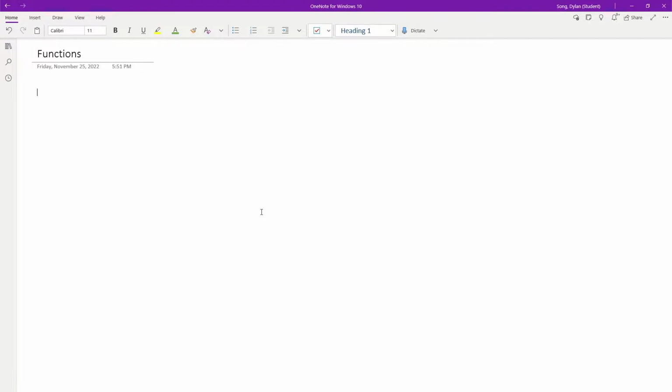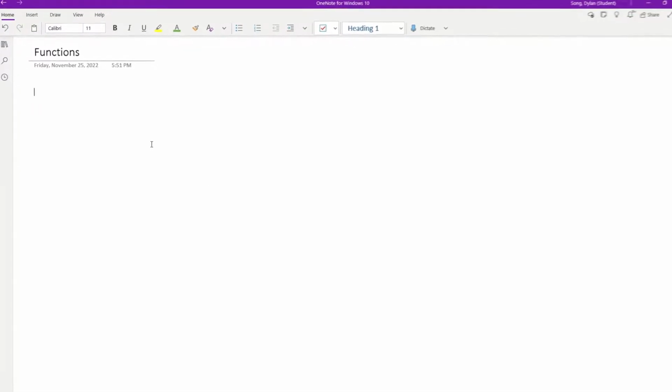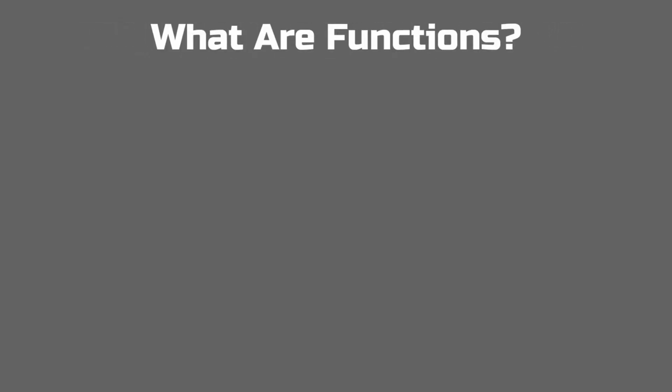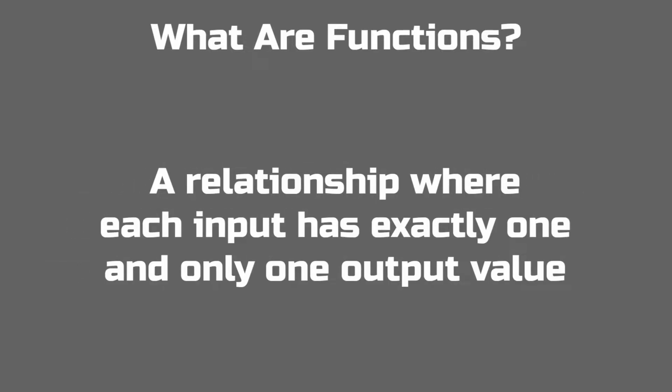This video I'm going to be talking about what functions are and how to identify a function by looking at its equation or graph or coordinate point. So first, let's ask the question, what are functions? A function is basically a relationship where each input has exactly one and only one output value.